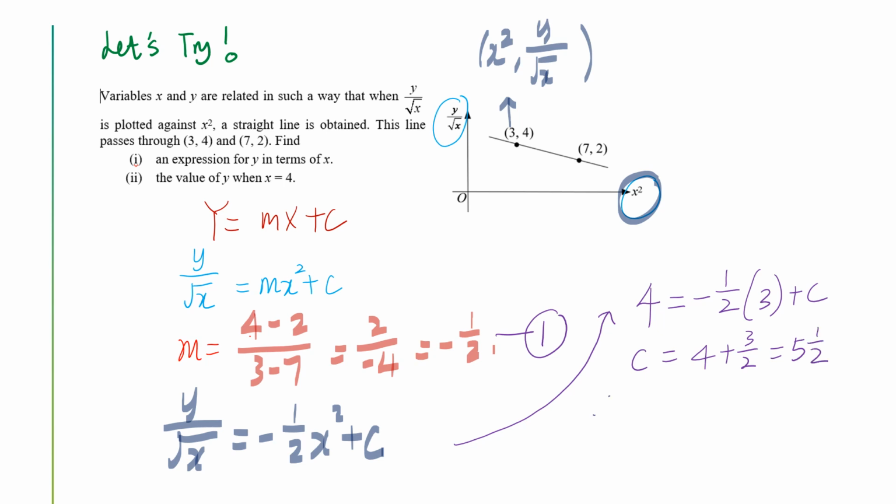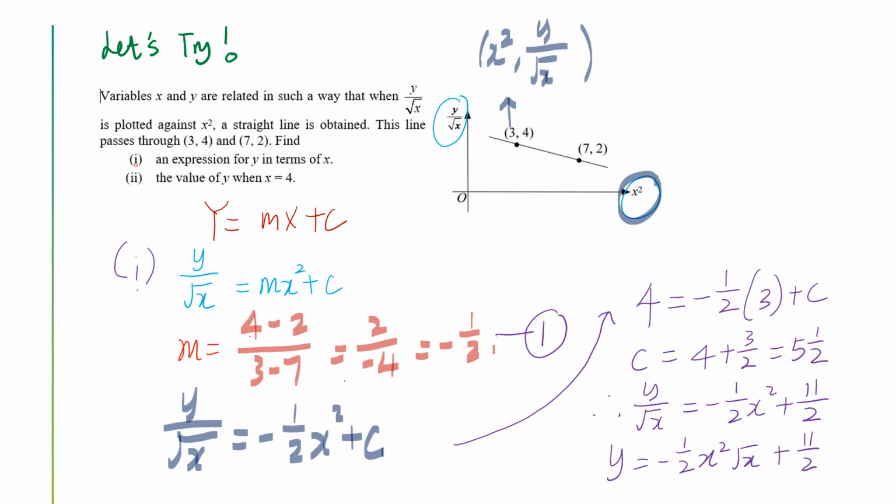So therefore, your equation will be y over square root x equals negative half x squared plus 5.5, which is actually 11 over 2. But if you look at part 1, you're supposed to express y in terms of x. So I'm going to multiply every term by square root x. So I will end up getting y equals negative half x squared square root x plus 11 over 2 square root x. Okay, so that's part 1.